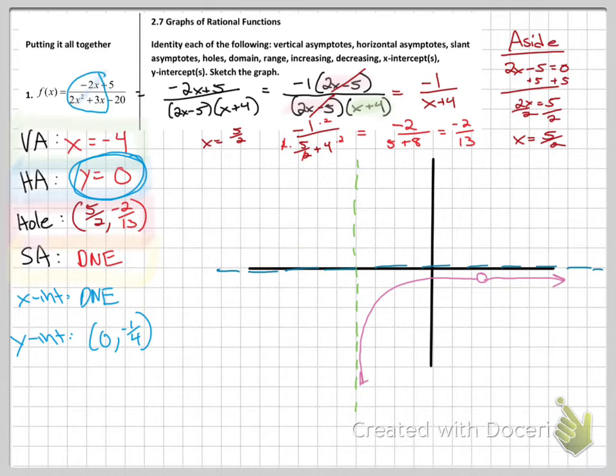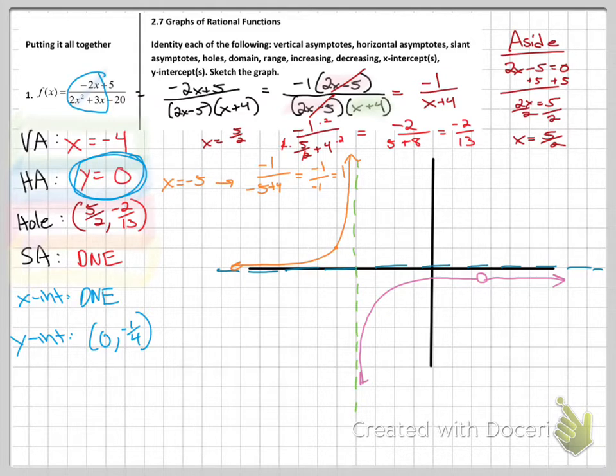X-intercepts did not exist. Y-intercept, 0, negative 1/4, that's already there. So I'm going to need to plug something else in. My asymptote's at negative 4, and I want to know something on this side, right? Here or here. So let's plug in negative 5. Into our reduced equation, negative 1 over negative 5 plus 4, negative 1 over negative 1, positive 1. So it's going to be here, above the blue line, the blue asymptote, and my graph is the orange and the pink together, with the hole as a hollow dot and all my asymptotes drawn.